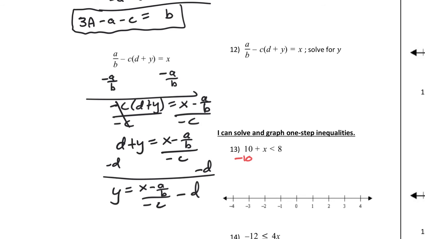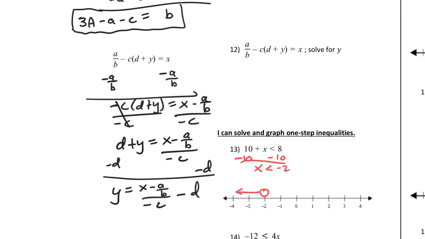This one's easy. You subtract 10, right? X is less than negative 2. So we have negative 2. It's going to be an open circle because I don't have an extra line right there. And less than negative 2, that is like this.